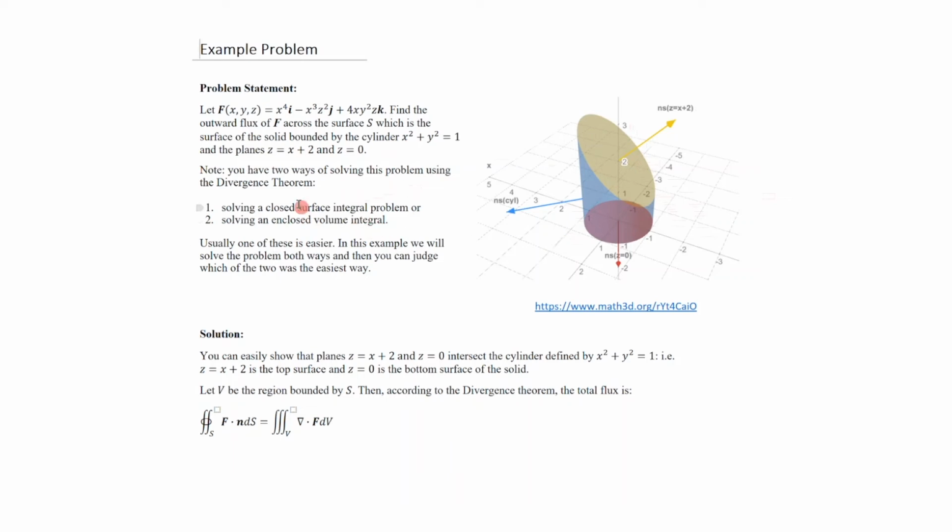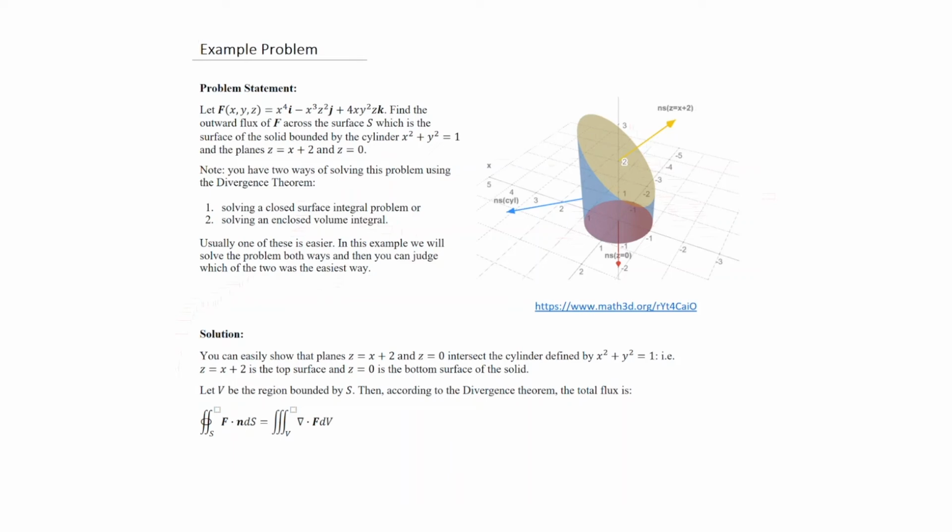Usually one of these is the easier one of the two, and so the idea here is always to pick the easy one. In fact, the problem will be stated in such a way that it will be obvious that one way is the right way to go and the other one is just going to give you nothing but grief. Okay, so you'll have to make that judgment. All right, so we can do the solution now.